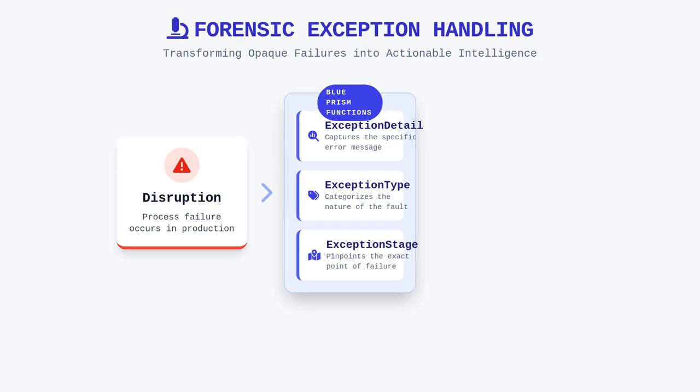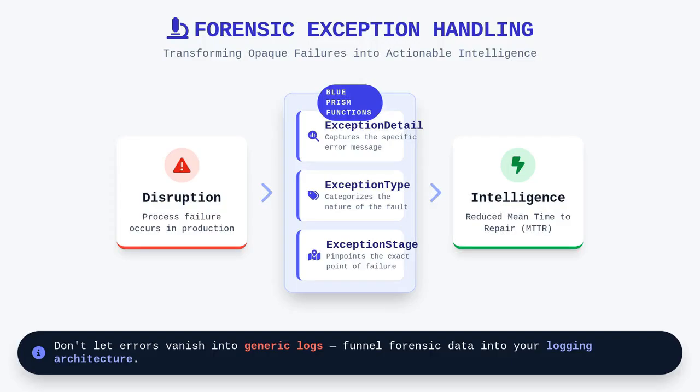Rather than letting an exception vanish into a generic error log, you should programmatically capture these values and funnel them into your logging architecture. This practice transforms opaque failures into actionable intelligence, significantly reducing the mean time to repair for any automated solution you build.